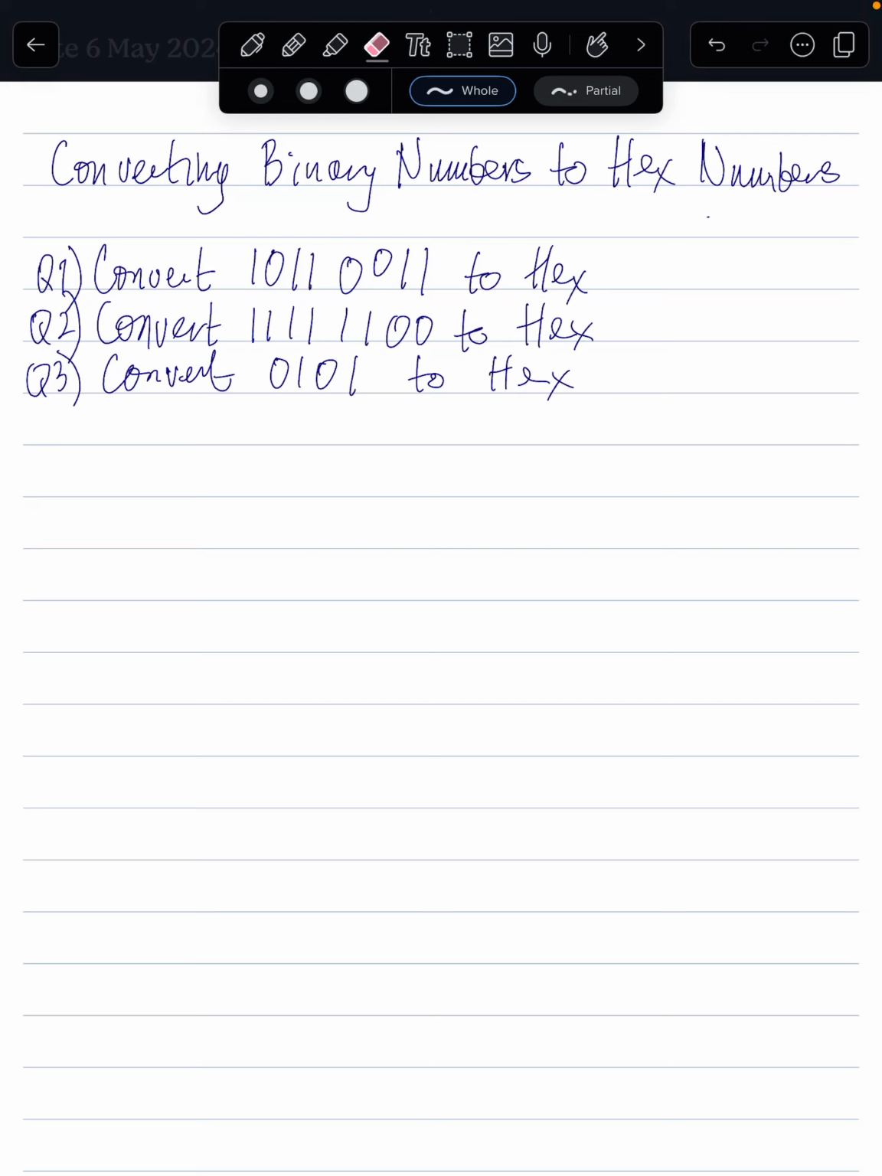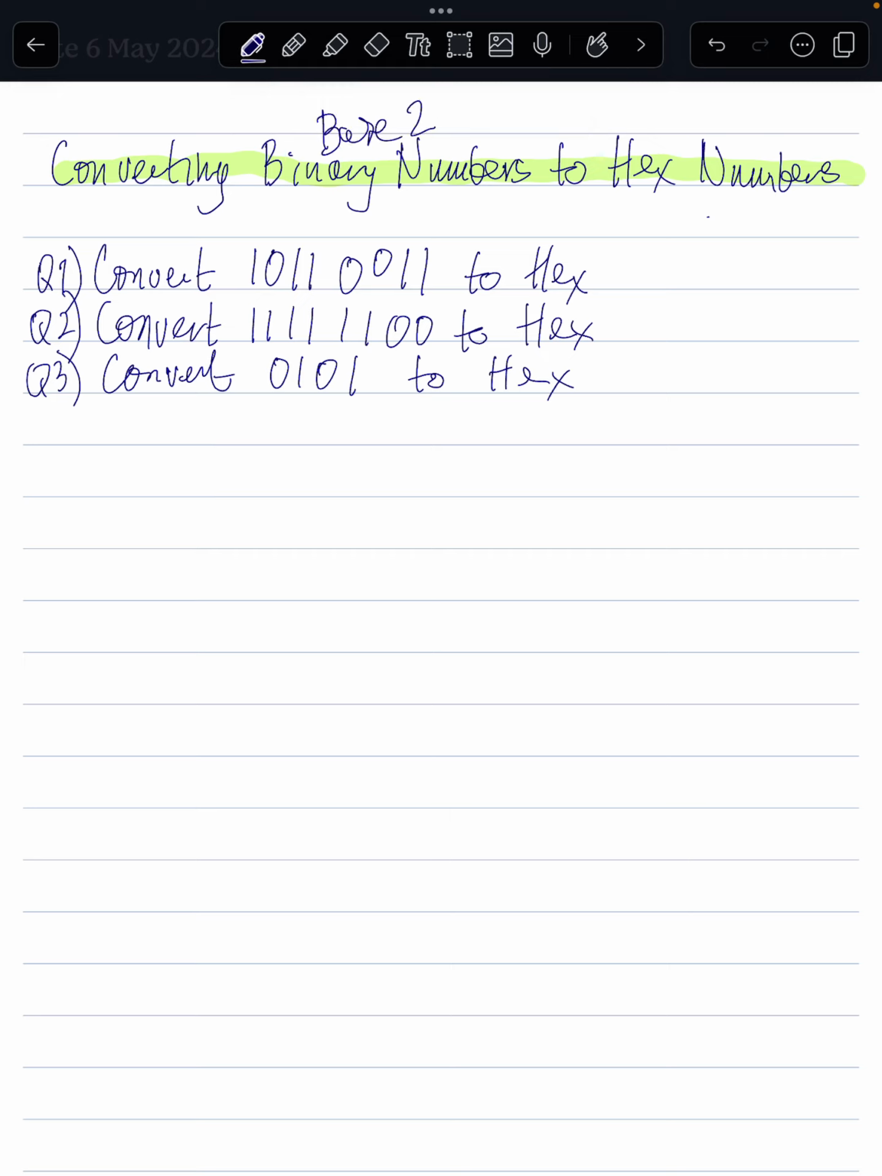Okay, here we're going to convert binary numbers to hex, or hexadecimal. Converting binary numbers to hex numbers. Binary is base 2, using digits just 0 and 1. Hex is base 16, using 0 all the way up to 9, and then we're using the letters A, B, C, etc. up to F, F being 15. Okay, so more on that here.